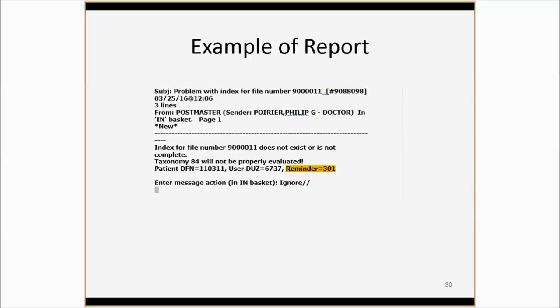If you're a member there, whenever there's a reminder that has an error, you will receive a MailMan message similar to what you see here that's going to contain the internal entry number of the reminder definition. It's going to contain the DUZ, which is the internal entry number of the user. And it's also going to contain the internal entry number of the patient. There's a lot more information that sometimes you will get in these reports.